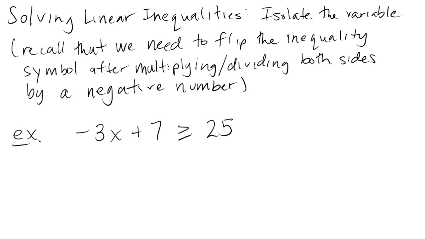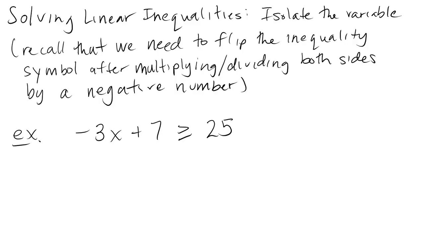A linear inequality is an inequality where the highest power of the variable is 1. So kind of like a linear equation, but with an inequality symbol instead of an equal sign. Our process is going to be similar as well. We're going to isolate the variable on one side, but there's going to be one hitch. If we need to multiply or divide both sides of the inequality by a negative number at any point, we need to flip the direction of the inequality in order to keep the statement equivalent to what we started with.